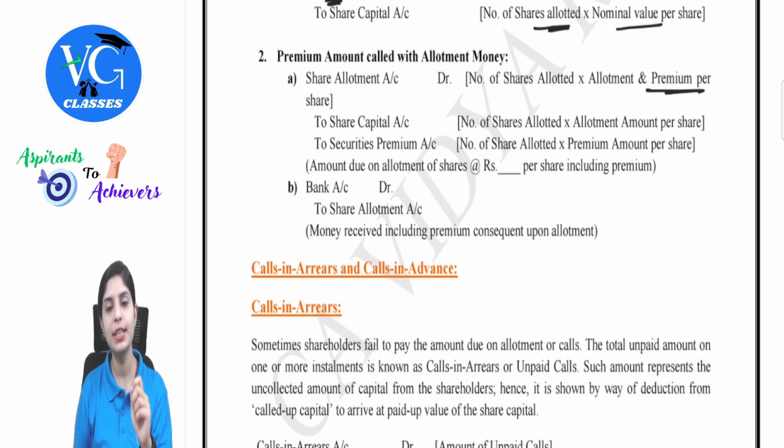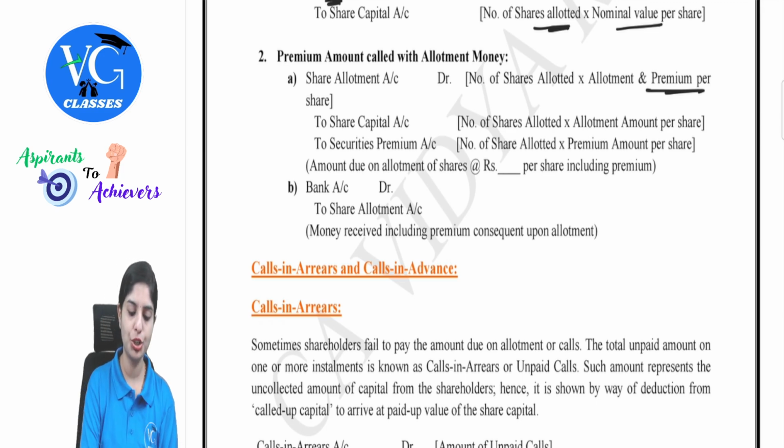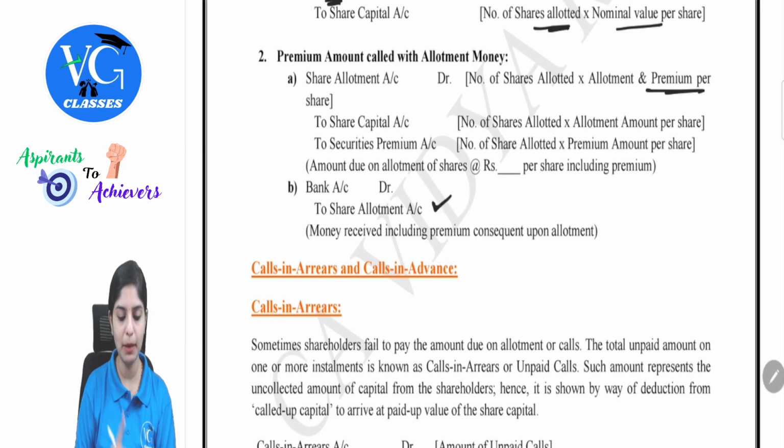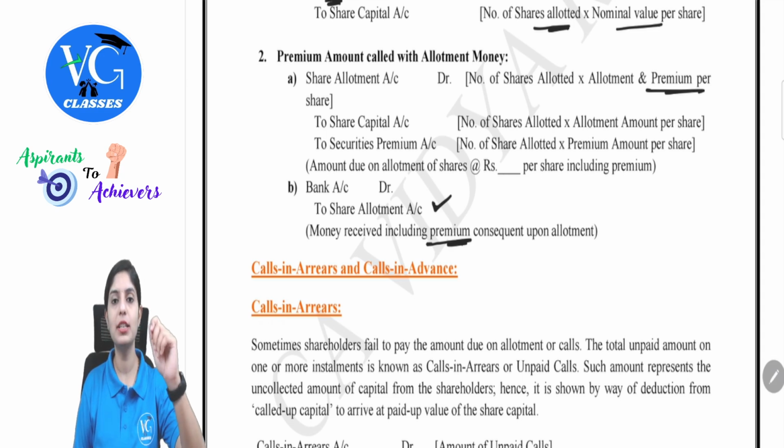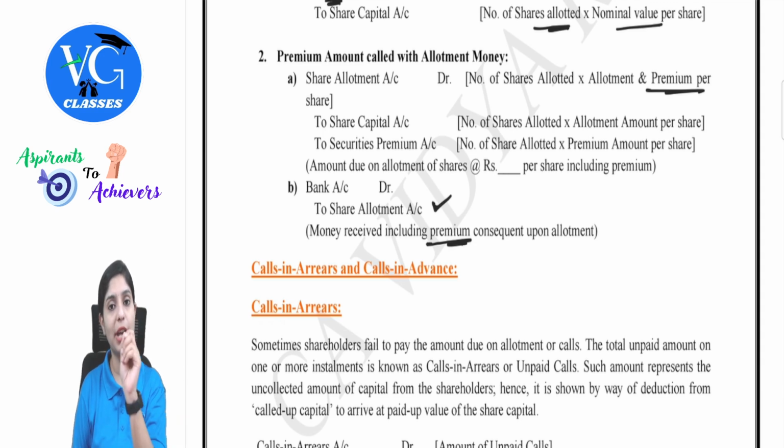Next will be when I receive the amount. So what will be the entry there? Bank account debit to share allotment account. So this money received will be including premium consequent upon allotment. So on top, first we will have to make it due. So understand, this will not go to share capital.